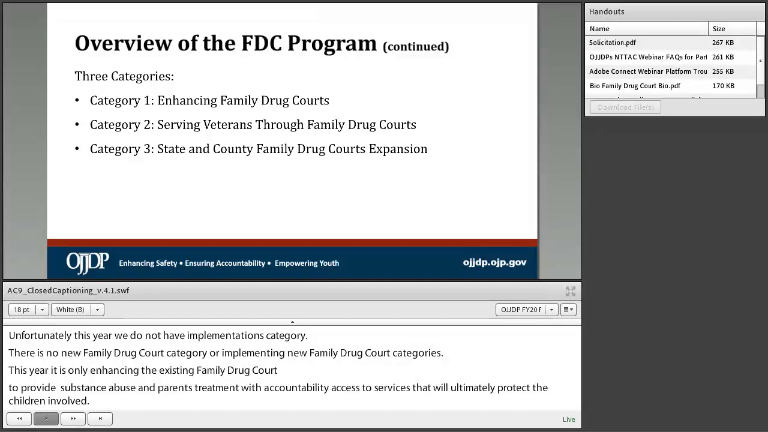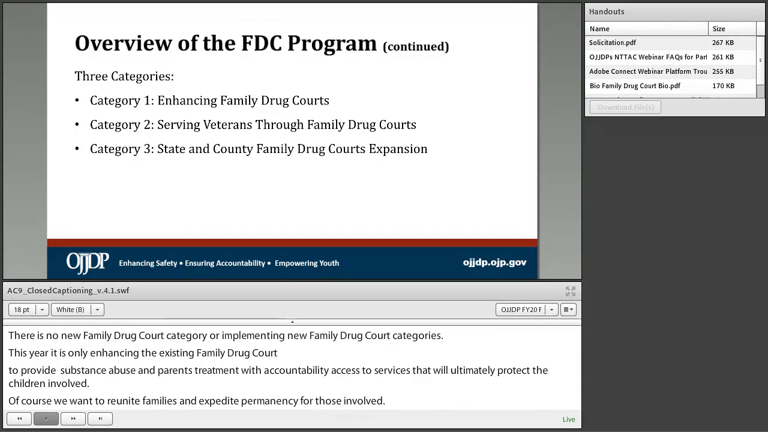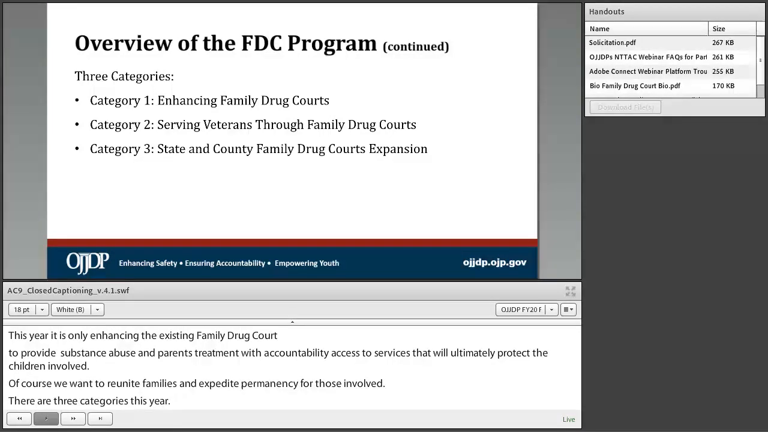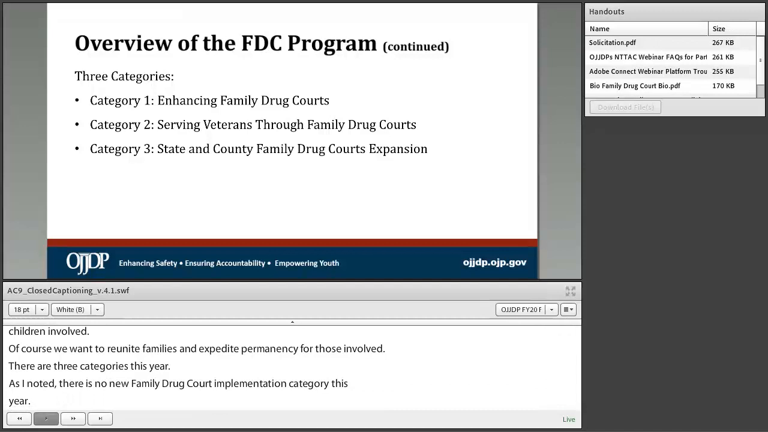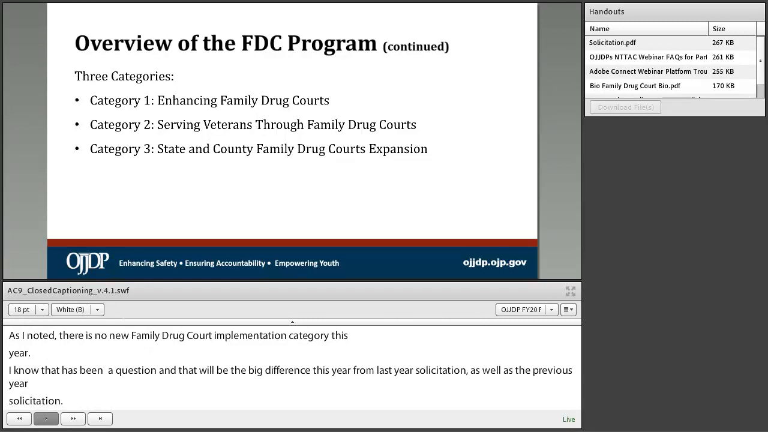There are 3 categories this year, and as I noted, there is no new family drug court implementation category this year. I know that's been a question. That is going to be a big difference this year from last year's solicitation as well as the previous year's solicitation. But here is what we are able to offer as far as funding. We have an enhancing family drug courts category, which is not new and not different from last year.